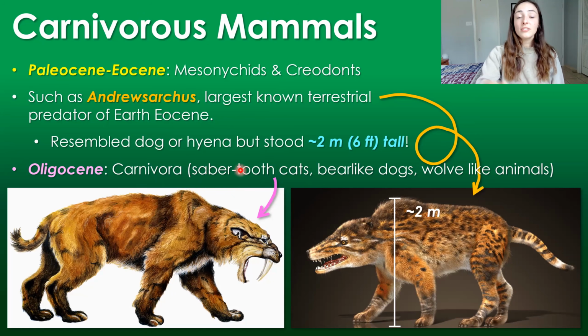But then in the Oligocene, Carnivora, which is the group of carnivorous mammals that includes those that live today, evolved saber-tooth tigers, bear-like dogs, and wolf-like animals, all the while becoming a little bit more modernized. For example, this saber-tooth cat looks a little bit more like the major top predator cats that we have living today, lions, tigers, the like. But this Andrewsarcus doesn't look a lot like any of the things we have today. I mean, a mix between dog and hyena, sure, but not very similar compared to those in the Oligocene.